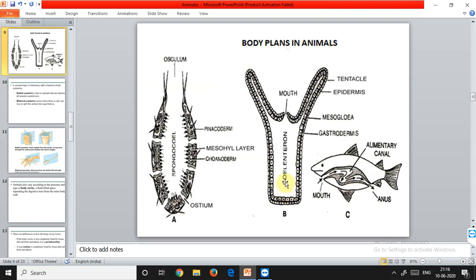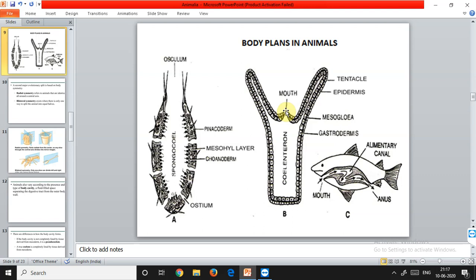So there is only one opening for both the excretion as well as ingestion. The food is taken in and the undigested food is thrown out through the same opening. Now this body plan is seen in coelenterates. What are examples of coelenterates? The hydra and flatworms, that is liver fluke.